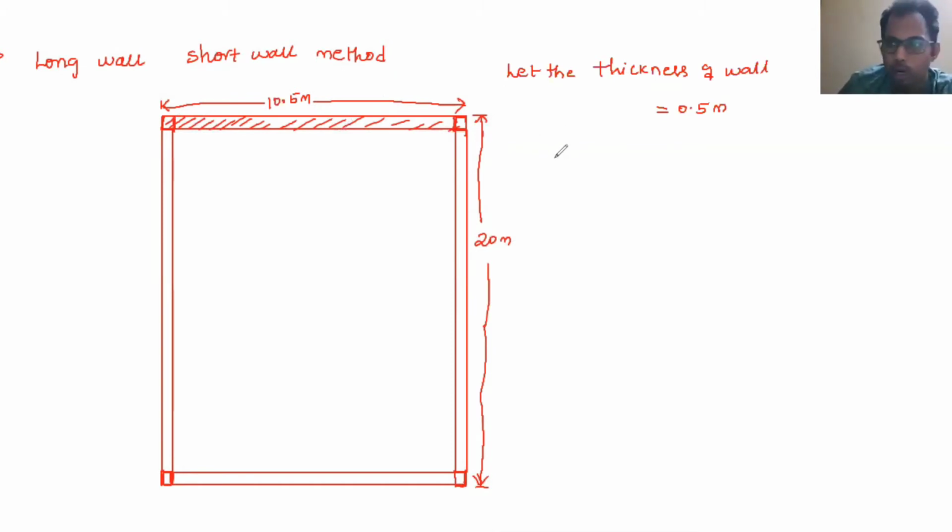So in the long wall short wall method, the long wall is measured outer to outer. Long wall is measured outer to outer and the short wall is measured inner to inner. So the long wall generally we measure outer to outer.